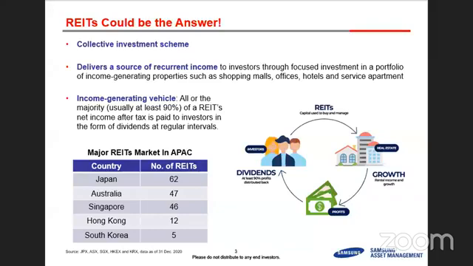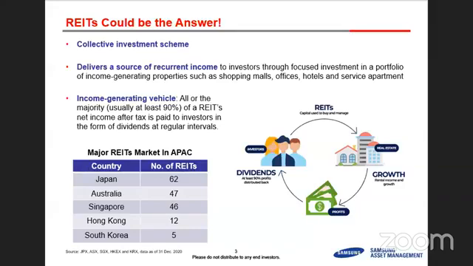And then they would distribute a large portion of the taxable income to the end investors in the form of dividends at regular intervals. So by that definition, REITs is an income generating vehicle because in many jurisdictions, including Singapore and Hong Kong, REITs are required to pay at least 90% of their taxable income to investors in order to enjoy preferential treatment in tax.